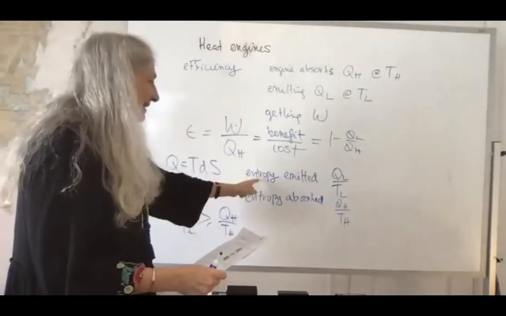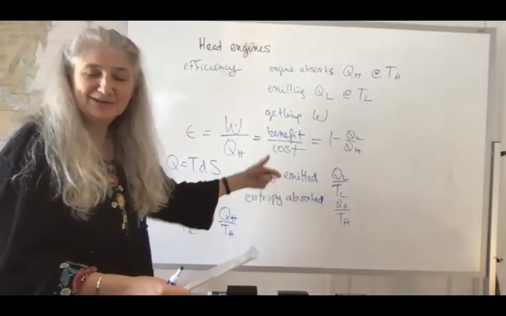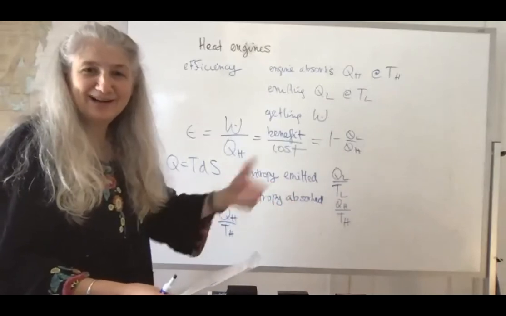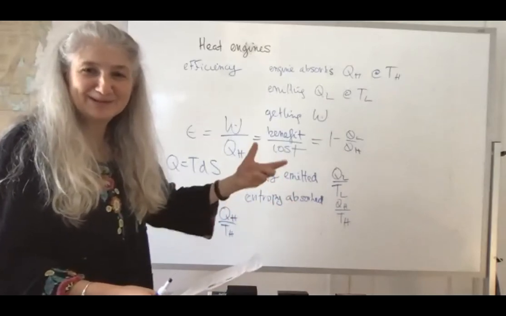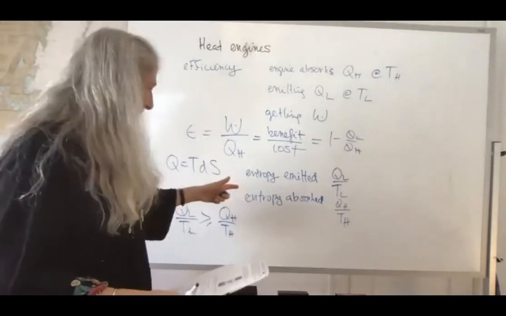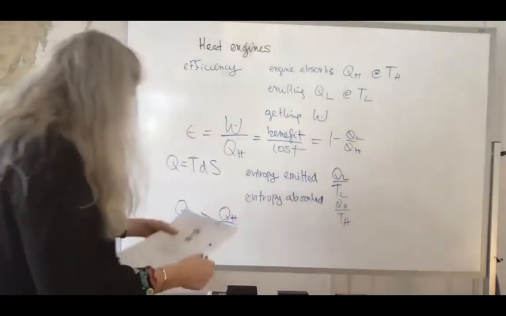Because you always have to have more entropy coming in than going out. If the entropy left the engine, after a while we're going to have zero entropy, which would never make any sense. So you have to have it either stay the same or increase over time. So this is a limit for the engine itself.